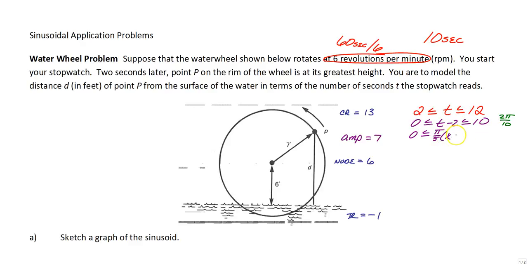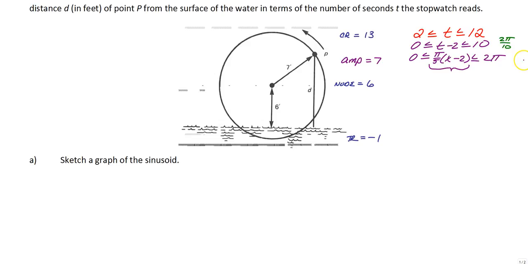So we have t minus 2, which is less than or equal to 2 pi. Okay, now remember, this came from the writing equations video, where that part is crucial. So now we are going to give a little sketch of this sinusoid.